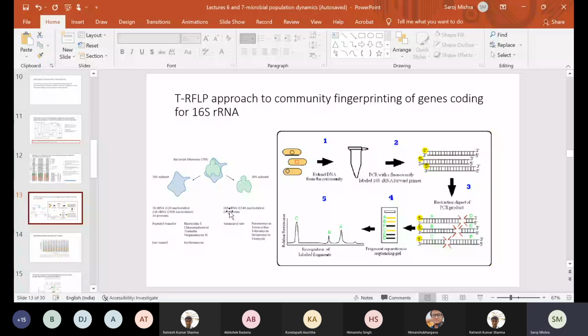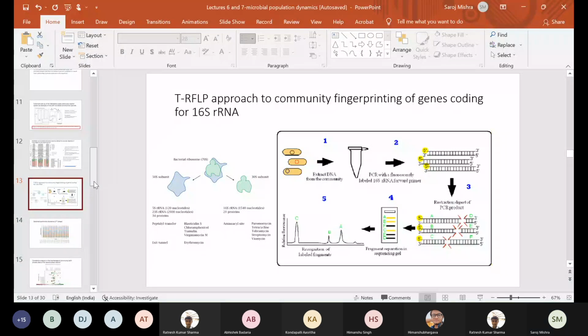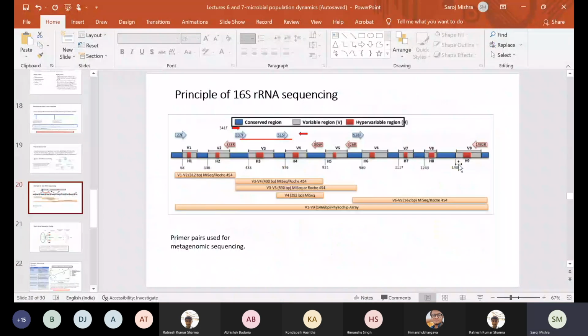Okay. Similarly, the larger subunit also has proteins. It has 34 proteins, and it also has nucleic acids, which are 120 nucleotides and 2900. So what we are trying to do is sequence that particular DNA fragment which is going to code for 16S ribosomal RNA, the length of which is 1540 nucleotides. Okay. So in the picture which I had just shown to you a while back, right up to here.